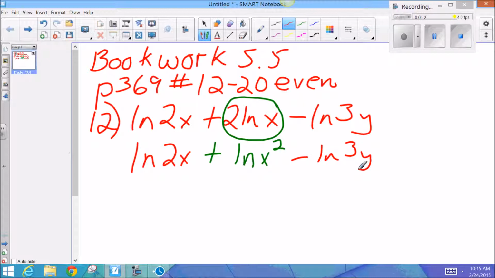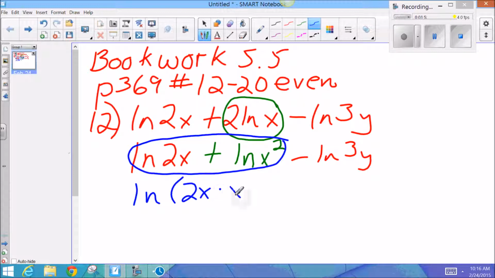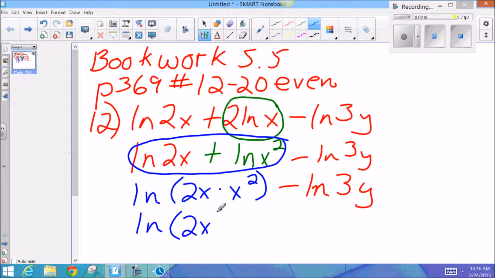All right, so now I can put them together as a single log. So here I've got an addition that changes into a multiplication. So it's the natural log of the two things multiplied together. So that would be 2x times x squared. Inside that blue one, I want to simplify. So natural log, I'm going to multiply them together, of 2x cubed.